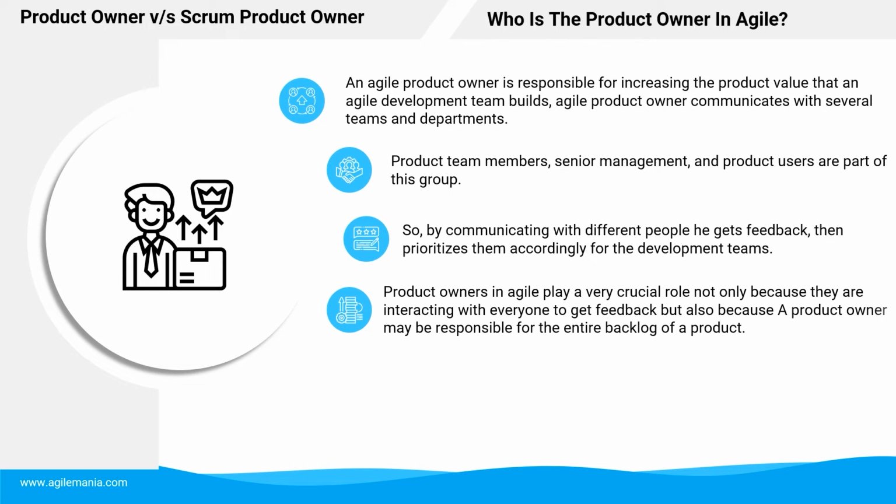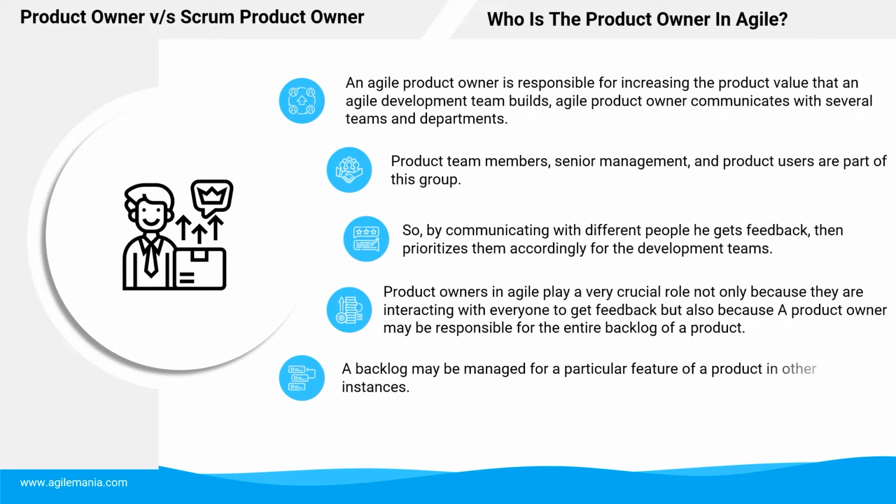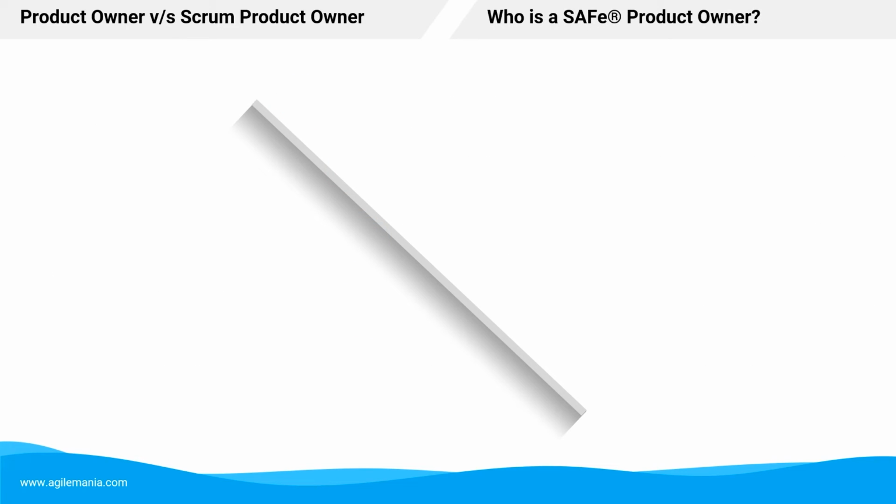Product owners in Agile play a very crucial role, not only because they are interacting with everyone to get feedback, but also because a product owner may be responsible for the entire backlog of a product. A backlog may be managed for a particular feature of a product in other instances. So, we have discussed who is the product owner. Now it's time to discuss who is a SAFe Product Owner.